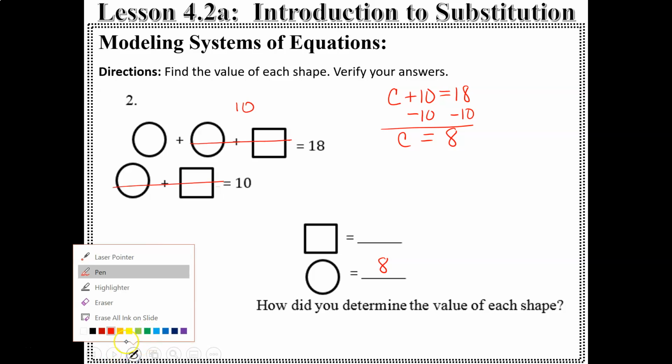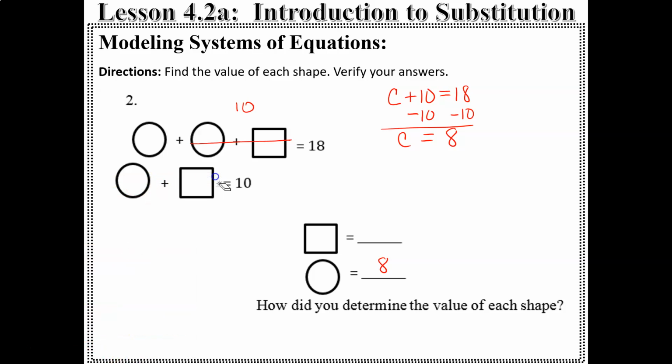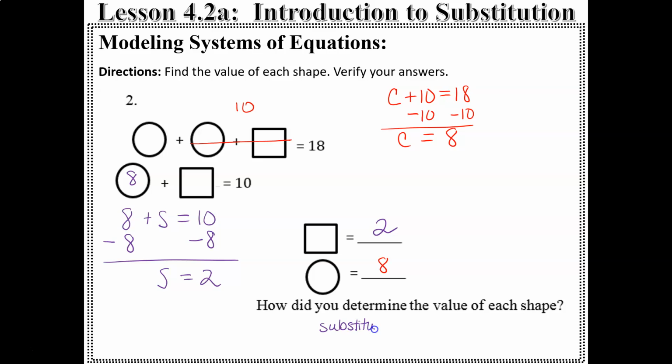If I go back down here to the bottom, now with my new information, I know that a circle is 8. So I have 8 plus a square equals 10. To isolate the value of a square, I'm going to subtract 8. I have the square is 2. So you substituted in the values, thus the name. I substituted 10 for a circle plus a square in the first one.